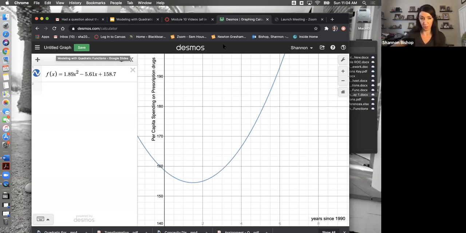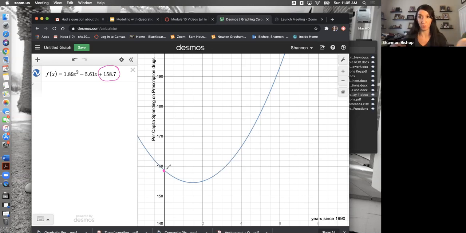Your C value is the vertical intercept of the function. So in this particular context, what does that mean? It means that in 1990, people were spending $158.70 per person on prescription drugs. Okay, cool. There's your fun fact of the day. But what else was happening in 1990? Sure, we were spending $158 each on prescription drugs, but what trend was occurring in 1990?